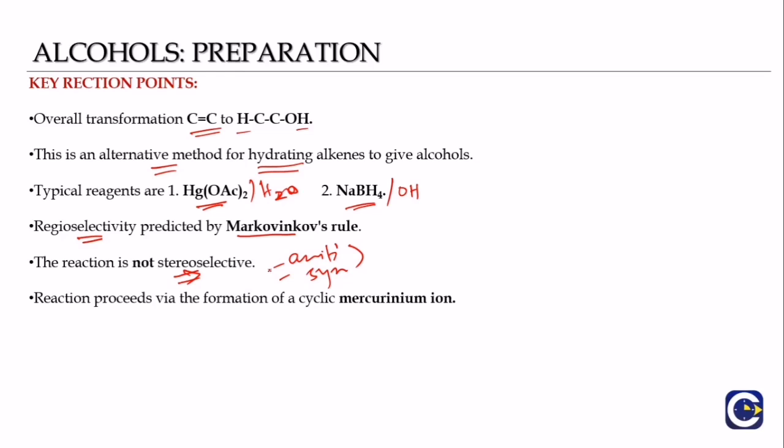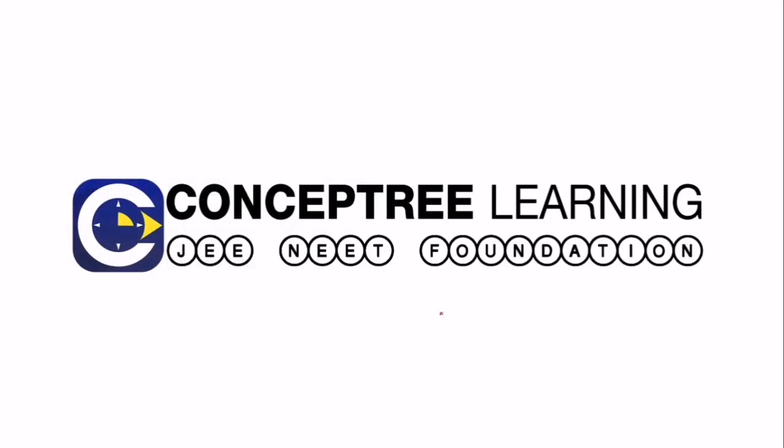And the reaction proceeds through the cyclic mercurium ion. These are some of the key points of this reaction that we have to keep in mind. We'll continue our discussion of preparation of alcohols in upcoming videos.